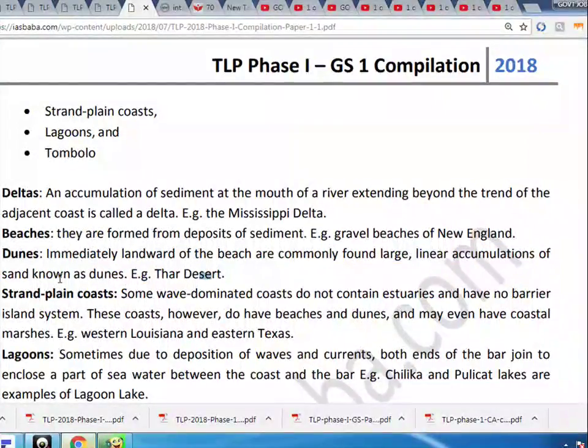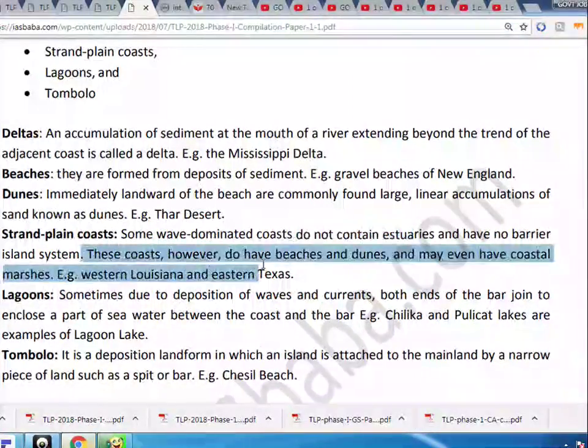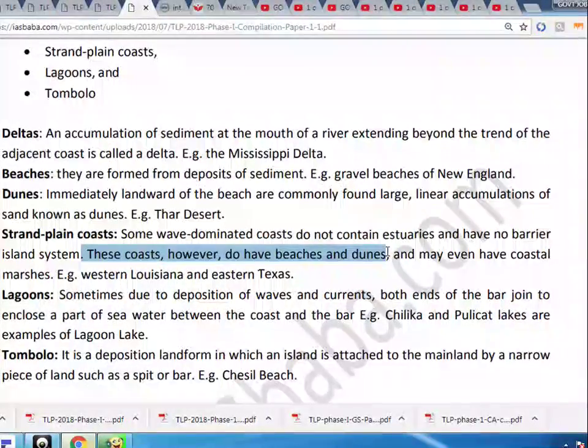Strand plain coasts. Some wave-dominated coasts do not contain estuaries and have no barrier island system. These coasts, however, do have beaches and dunes, and may even have coastal marshes, e.g. western Louisiana and eastern Texas.